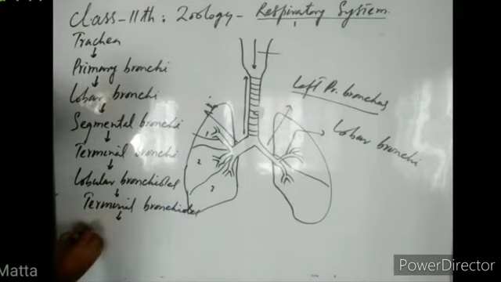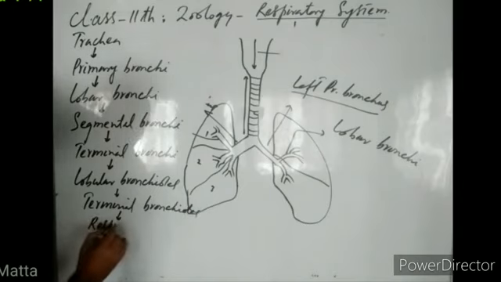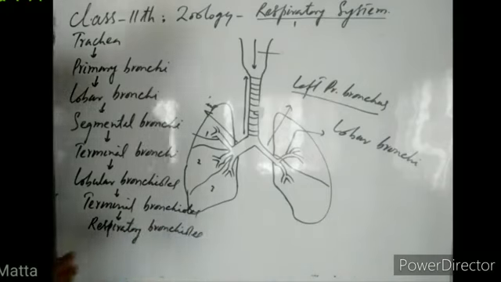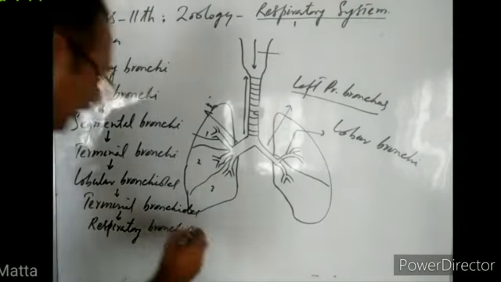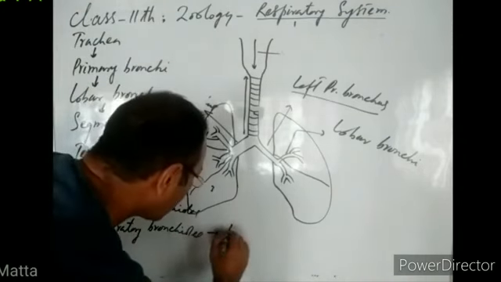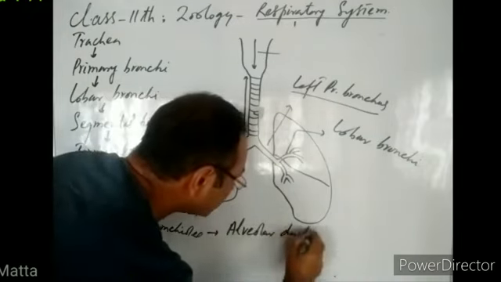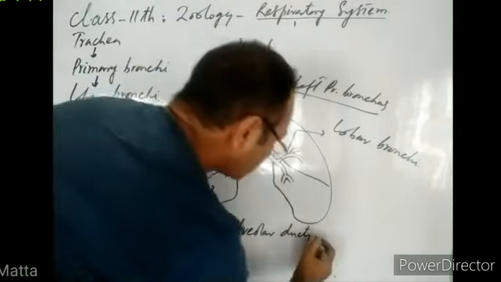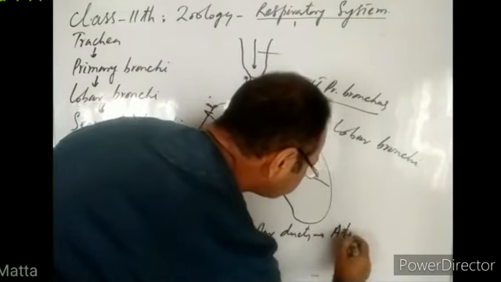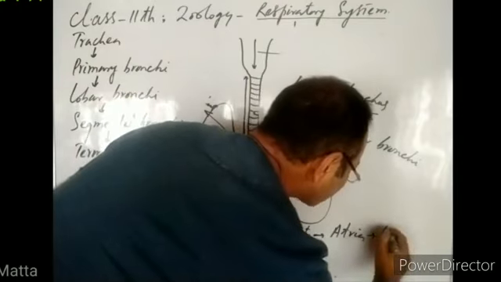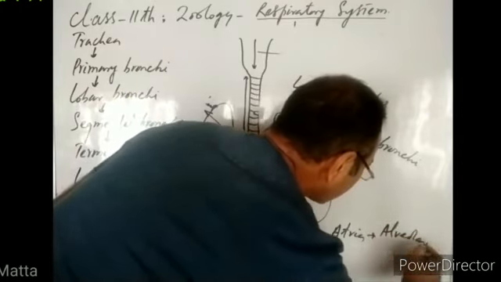Terminal bronchioles divide into respiratory bronchioles. Respiratory bronchioles divide into alveolar ducts. And alveolar ducts divide into atria, and atria open into alveolar sacs.